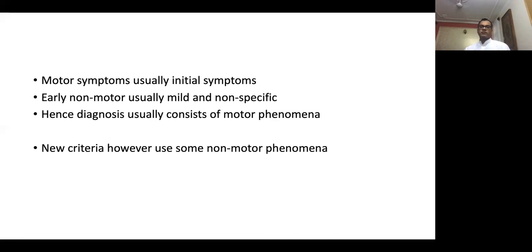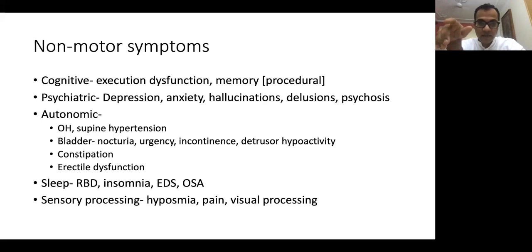Now, both motor and non-motor symptoms are generally present at the outset itself, and both keep on increasing. Generally, the patients present when the motor symptoms start, because that's when they realize that something is really wrong. The early non-motor symptoms are usually non-specific, so that's why the core of the diagnosis is based on motor phenomena. However, some non-motor symptoms are included, and we should be aware of these.